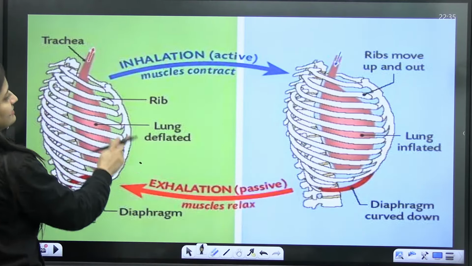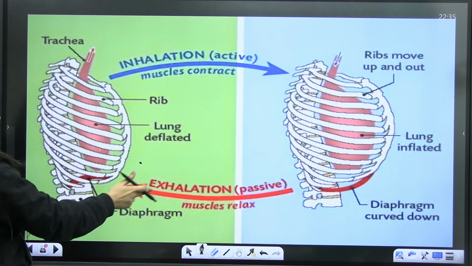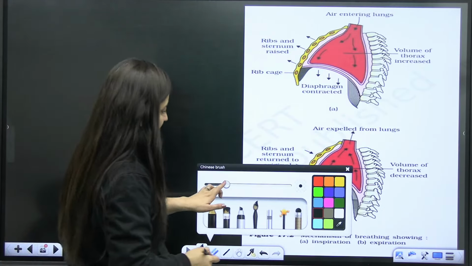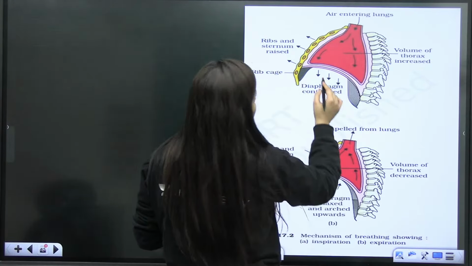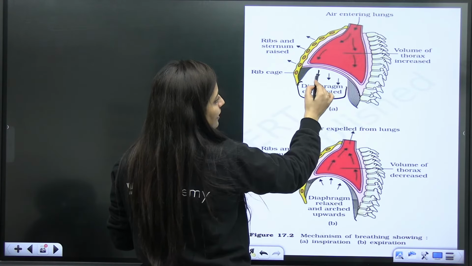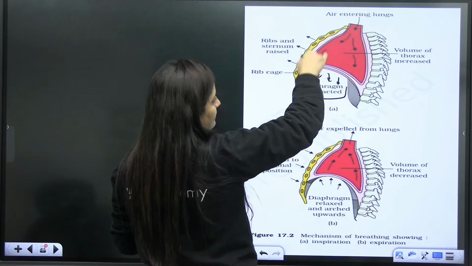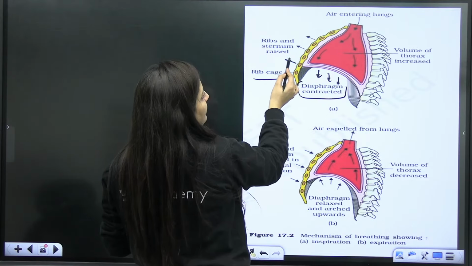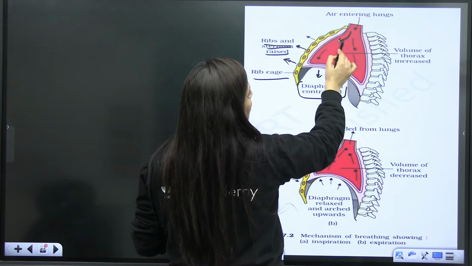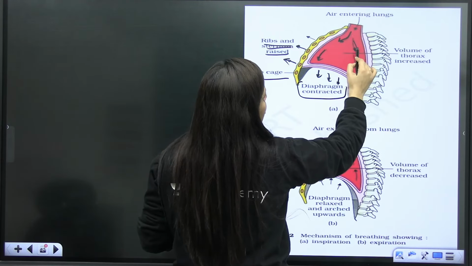Here you can see inhalation is active, exhalation is passive. I'll share the notes as well. See this diagram from the NCERT. Look at the position of the arrows here. Air is entering; the diaphragm is contracted and coming down, so the rib cage is going up. The ribs and sternum are raised, so the volume of the thorax increased.